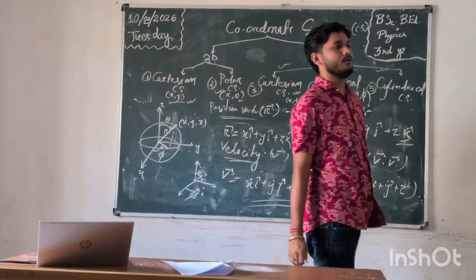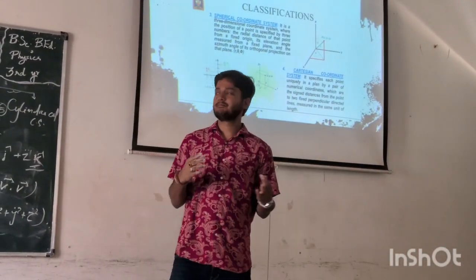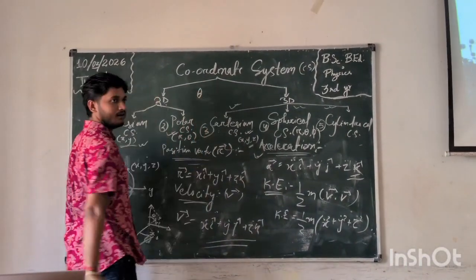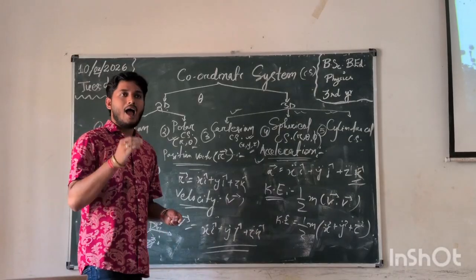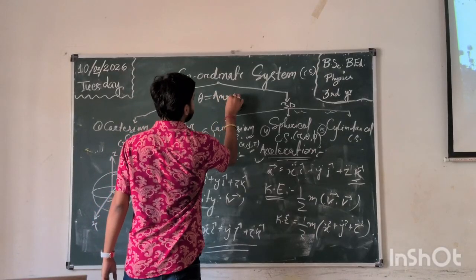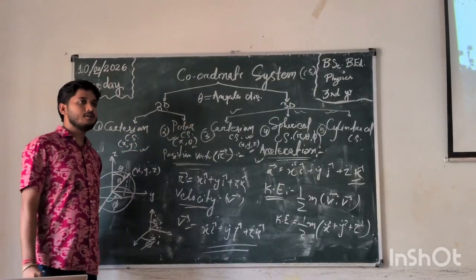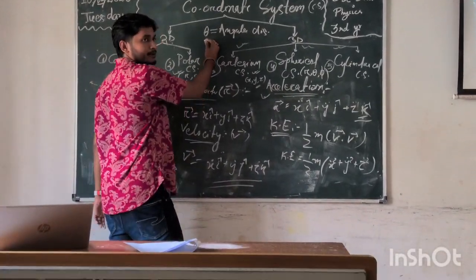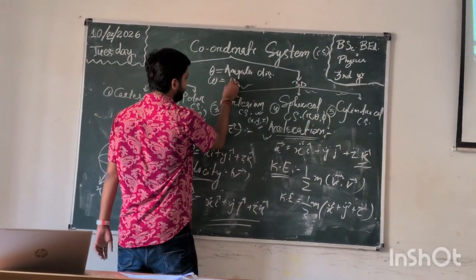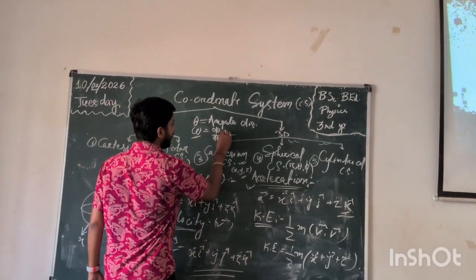In Newtonian mechanics we already studied circular motion. We know in circular motion what theta is. Theta is angular displacement. We know angular velocity also. So what is the expression for angular velocity? Omega. So omega is d theta by dt. So this is our angular velocity.